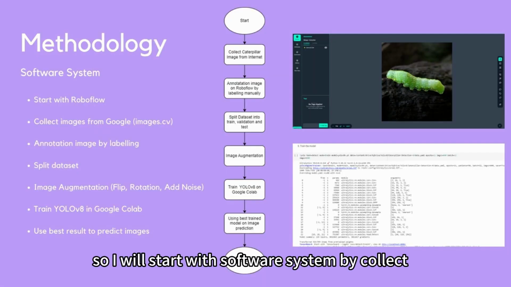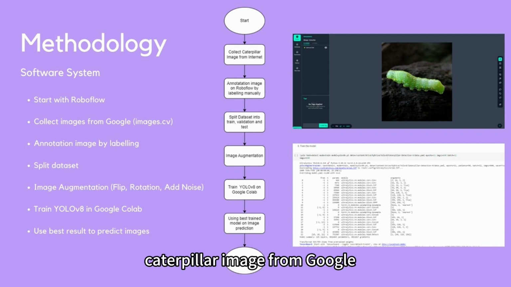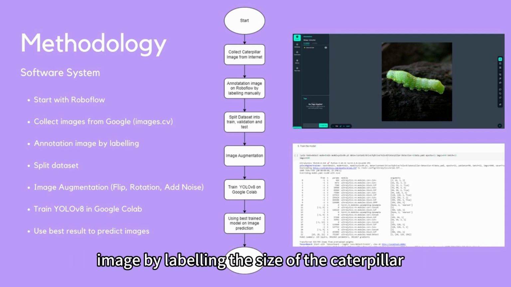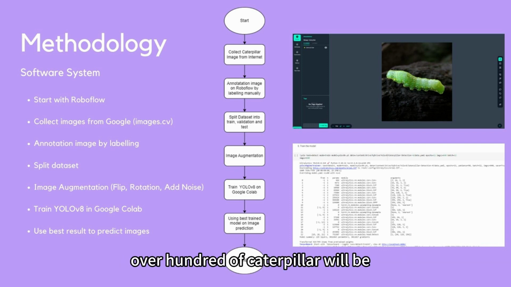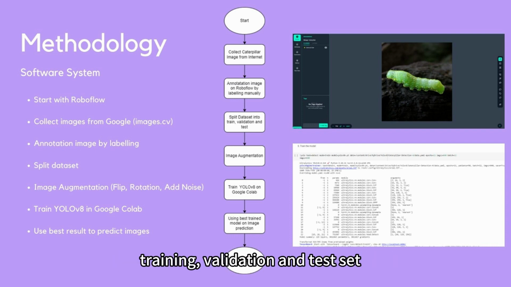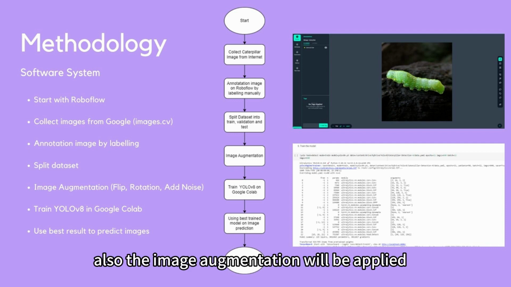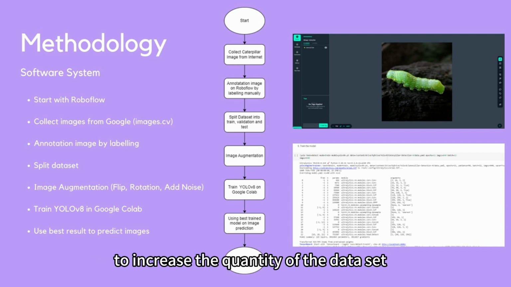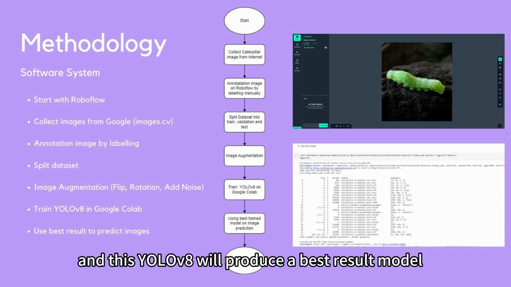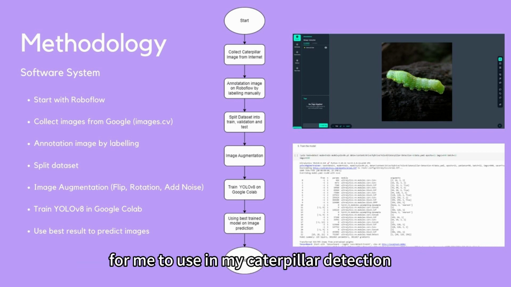So I will start with the software system by collecting caterpillar images from Google, and I will use RoboFlow, which is used to annotate images by labeling the size of the caterpillar. Over 100 caterpillar images will be labeled and split into three datasets: training, validation, and test set. Also, image augmentation will be applied to increase the quantity of the dataset. I will use the dataset to train the YOLO V8 model in Google Cloud, and this YOLO V8 will produce a best result model for me to use in my caterpillar detection.